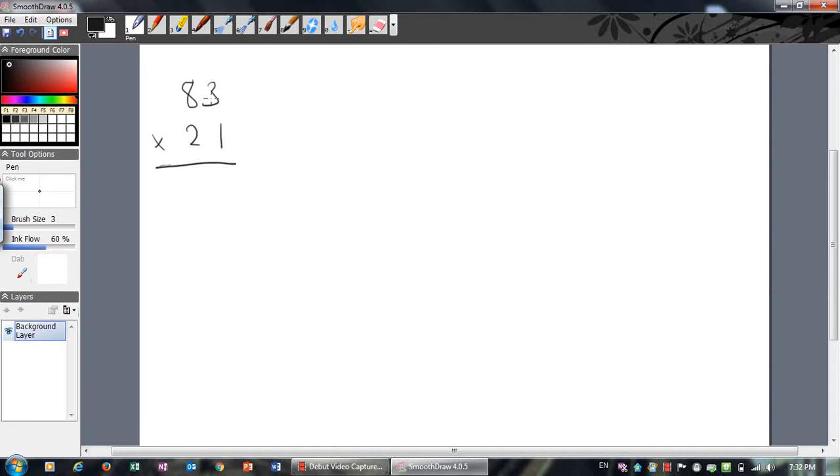So let's do it. 3 times 1 is 3. 8 times 1 is 8. Okay, and so what we've effectively done there is just done this part of the sum. We've done 83 times 1, and that's the answer that you get there. What comes next is what happens when we multiply 83 by 20.